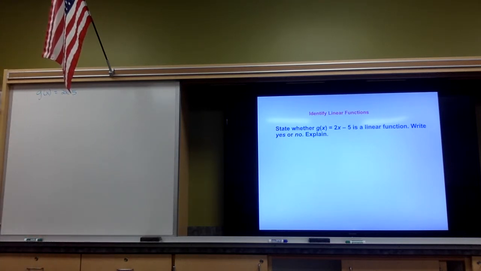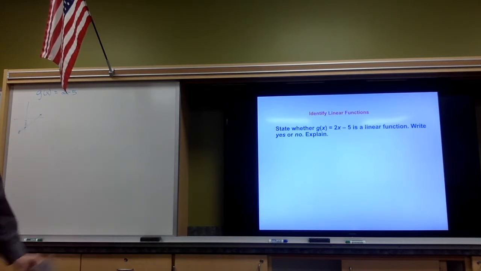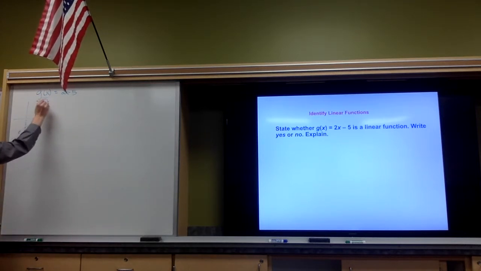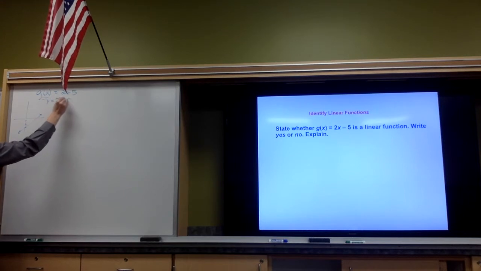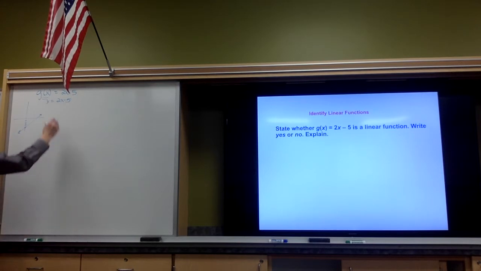Well, looking at this, we know this is a really general graph of it, that this is a line. It has a slope, it has a y-intercept, right? This is just like me saying y equals 2x minus 5. The only reason why I don't is because I'm telling you it's a function. That's really all it's there for. So is this guy a linear function? Yeah, it is. It is linear.